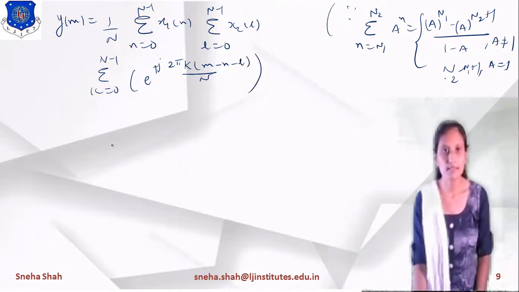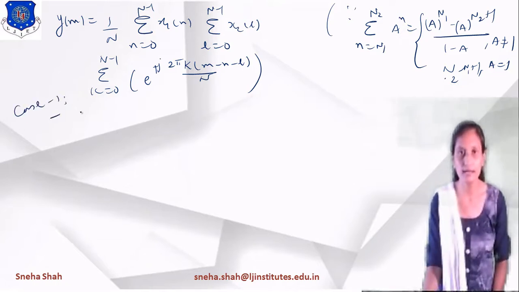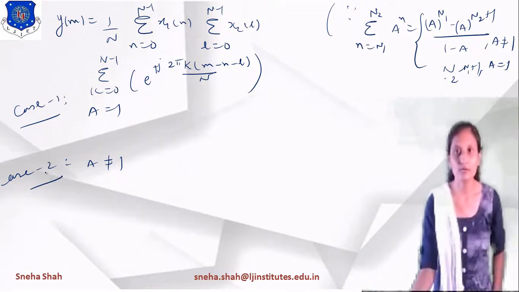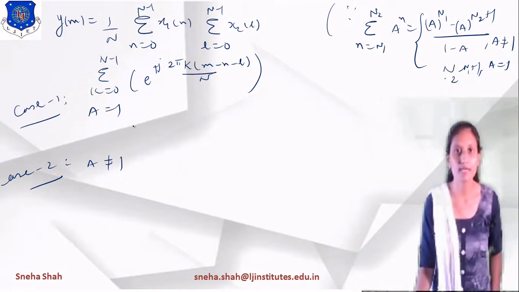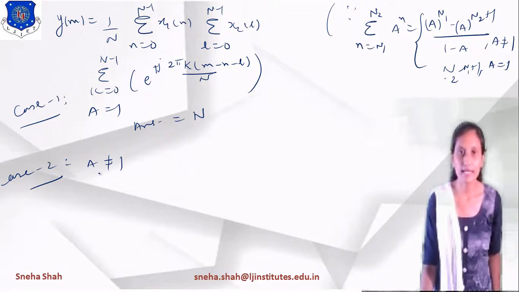Now if I am using this, we take two cases. Case 1, if we are taking a equals 1, and case 2, if we are taking a not equal to 1. So if I am taking a equals 1, then what will be the value? Higher value minus lower value, so N minus 1 minus 0 plus 1. This summation will give you the answer equal to N, right? Now if we take a not equal to 1, we will apply this rule here.